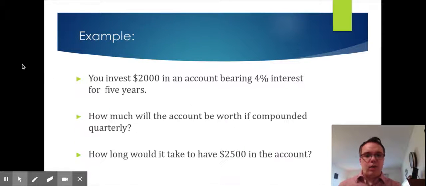So here's the example we are going to do. I'm again going to pause so you can write this down, and then we're going to go through both of these questions, and that will be the lesson for the day.